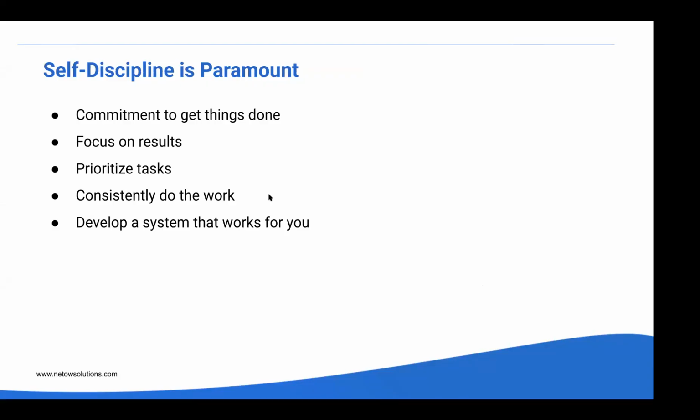Self-discipline is paramount in the sense that you need to have that self-commitment to get things done. You need to have that self-discipline to focus on the results. If you have a lot of tasks that have to be done in a day, having that focus on the end game, on the results, and on the objectives of what you intend to achieve on that task also gives you that self-discipline to be able to focus on that task. And also not forget to prioritize your task and then have that system in place to help you to consistently do the work. We're going to start discussing what kind of system you can adopt and then find the one that works for you.